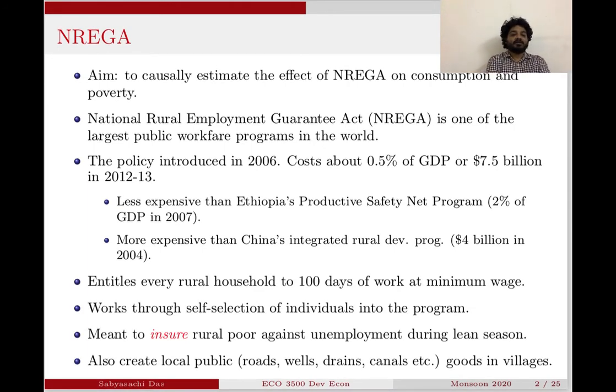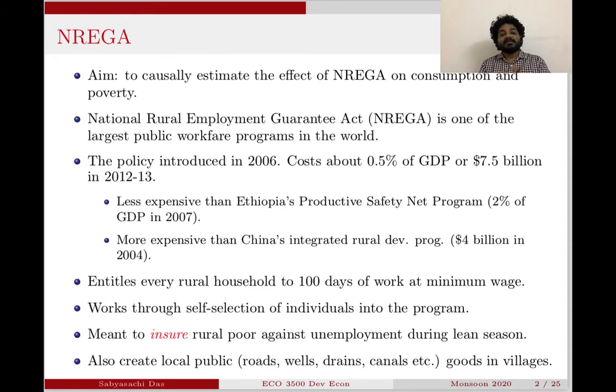Okay, what are some of the objectives of the program, or what are the broad rules of the program? So what does the program do? It entitles every rural household to 100 days of work at minimum wage. These minimum wages are set by each state government, and the Center sets a floor, and then each state can have their own minimum wages, which can be above the minimum wage set by the central government, but cannot go below that. And these minimum wages are revised every year.